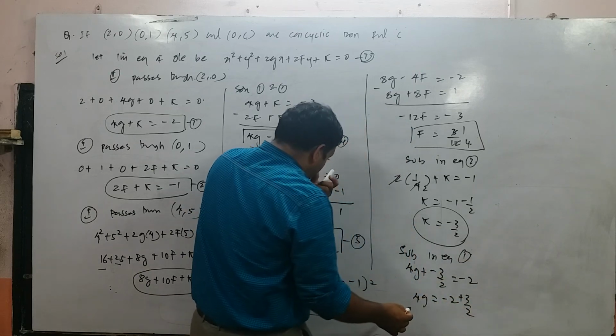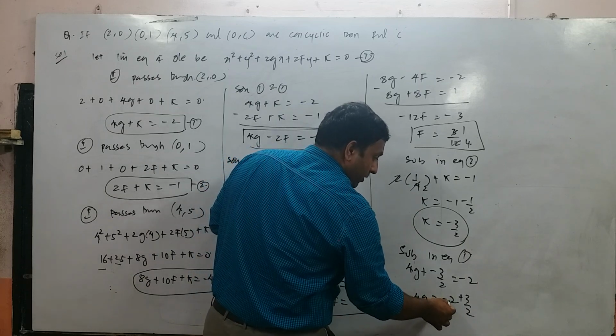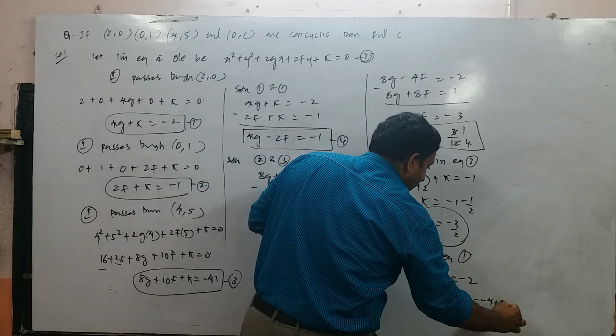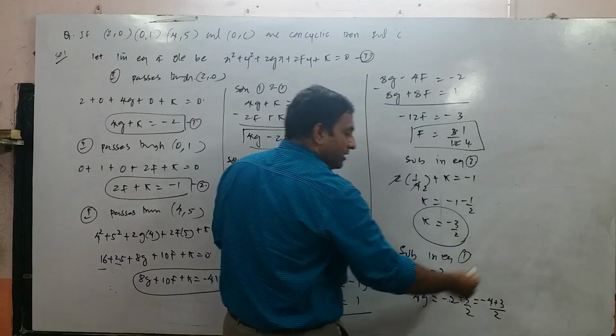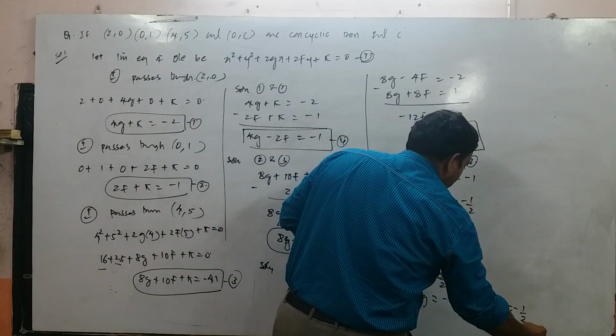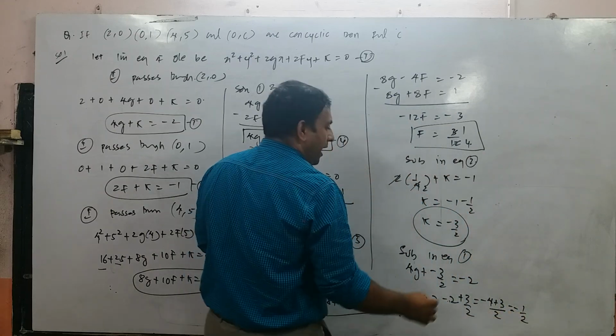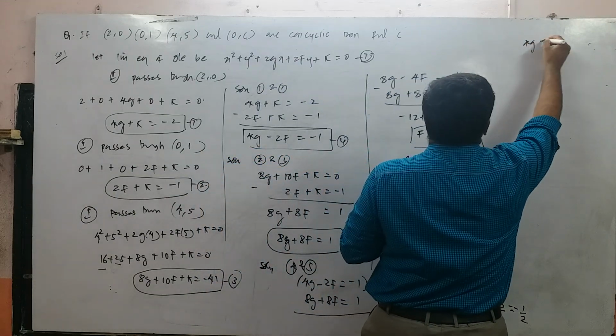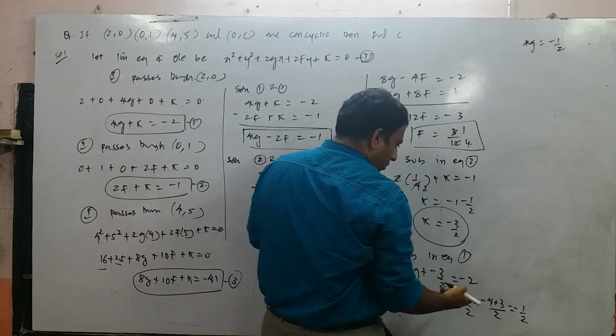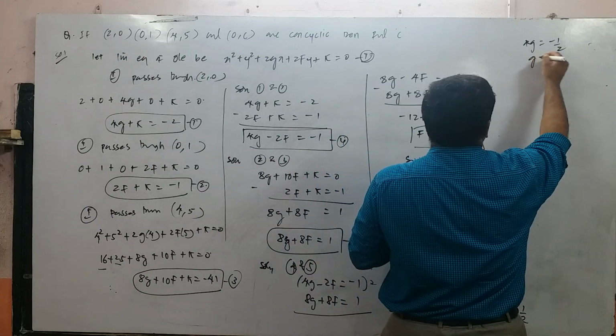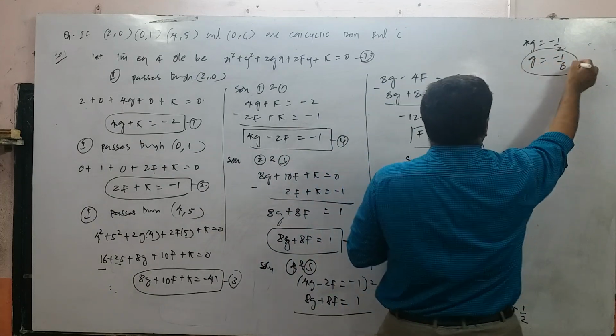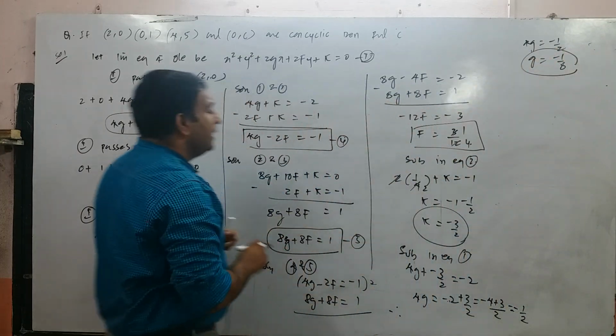Now 2 2s are 4. You must know how to take the LCM. 2 2s are 4, so it is minus 4 plus 3 by 2. What is minus 4 plus 3? Minus 1 by 2. So therefore you have 4g is equal to minus 1 by 2, or g is equal to minus 1 by 8. You got the g value, you got the f value, you got the k value.